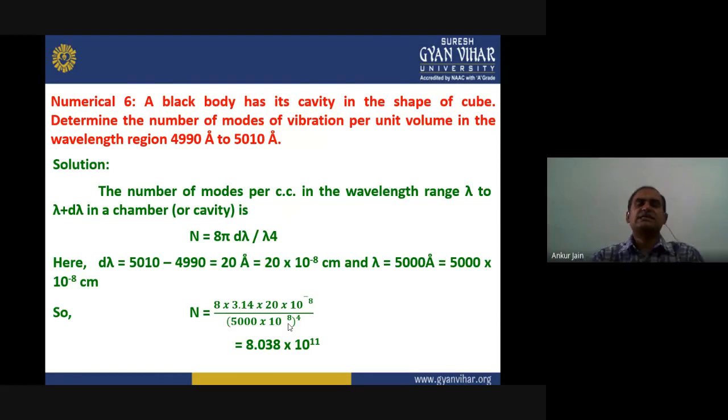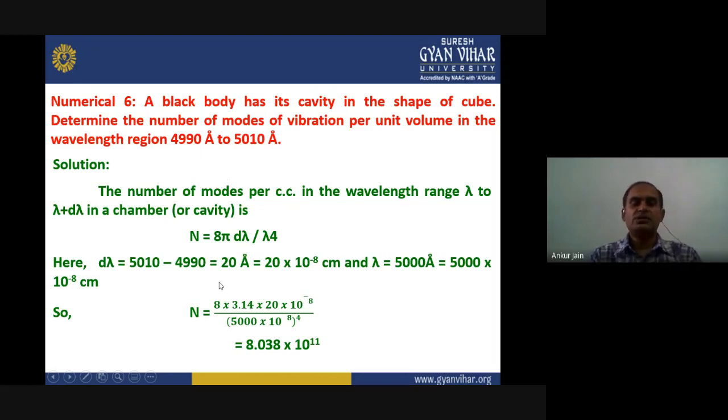Now the next question is saying a black body has its cavity in the shape of a cube. Determine the number of modes of vibration per unit volume in the wavelength range 4990 angstrom to 5010 angstrom. We already know that the number of modes per cc in the wavelength range lambda to lambda plus d lambda is given by n equals 8π dλ upon λ^4.